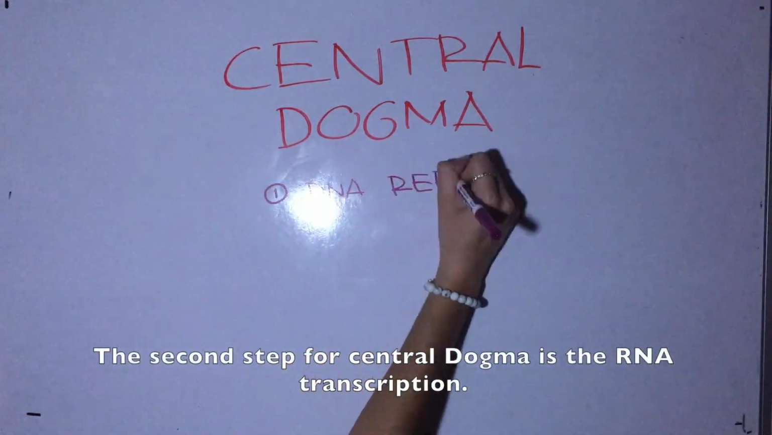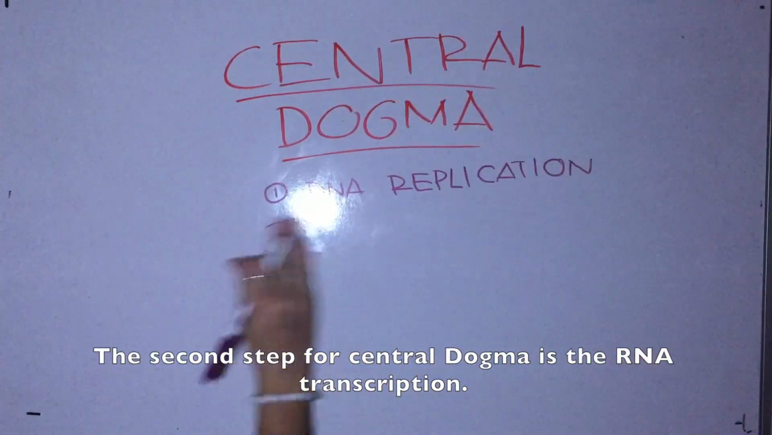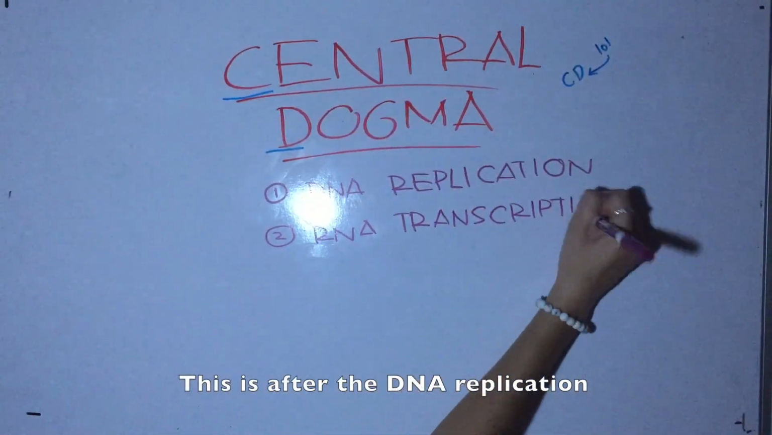The second step for central dogma is the RNA transcription. This is after the DNA replication.